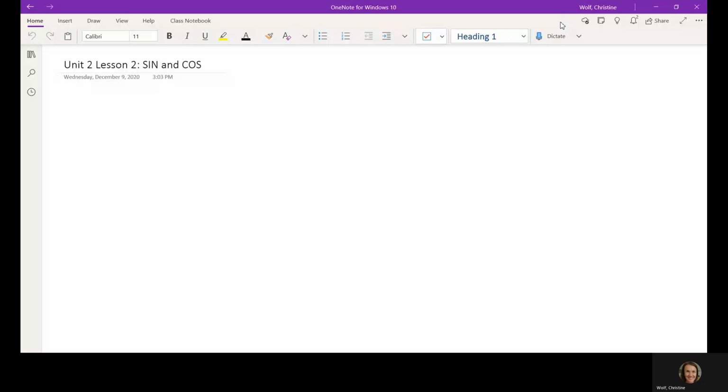Okay, so Unit 2, Lesson 2 is all about the other two buttons on your calculator, sine and cos. We've already done tan. So I'm just going to do a little recall of tan and the formula for tan for the people who are at home.